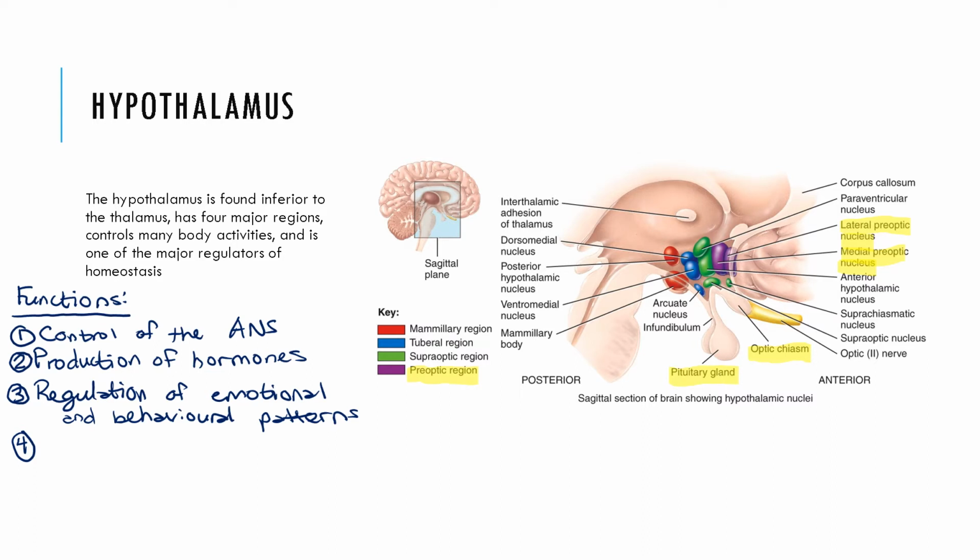Our fourth important function is the regulation of eating and drinking. So the hypothalamus works to regulate food intake. Within the hypothalamus, there is a feeding center which promotes eating. There's also a satiety center which causes the sensation of fullness and stopping eating. And then there's also a thirst center as well. So all those work together to regulate overall eating and drinking.